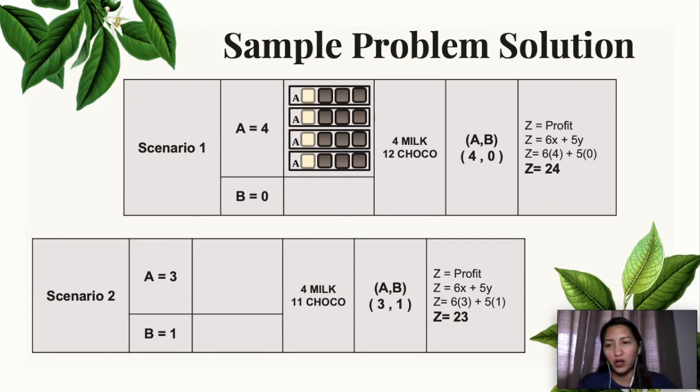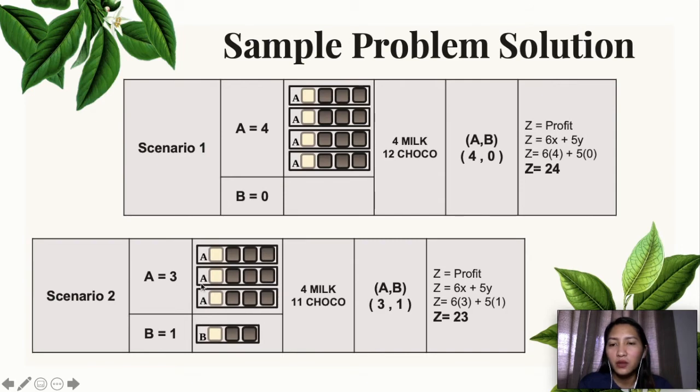Meron pa tayong iba pang scenario. Pwede naman na 3A. So, kung 3A yung ating gagawin, ang B na pwede natin gawin ay isa lamang. Kasi, kapag dinagdagan natin ng isa pang B, labis na dun sa limit ng ating choco. Okay? So, kada isang unit A ay isang milk, tatlong choco, sa tatlong beses niyan, at isang B na kung saan ay isa lang milk at dalawang choco yung raw material. So, kapag in-add mo yan lahat, ang raw materials na nagamit mo ay 4 na milk at 11 na choco.